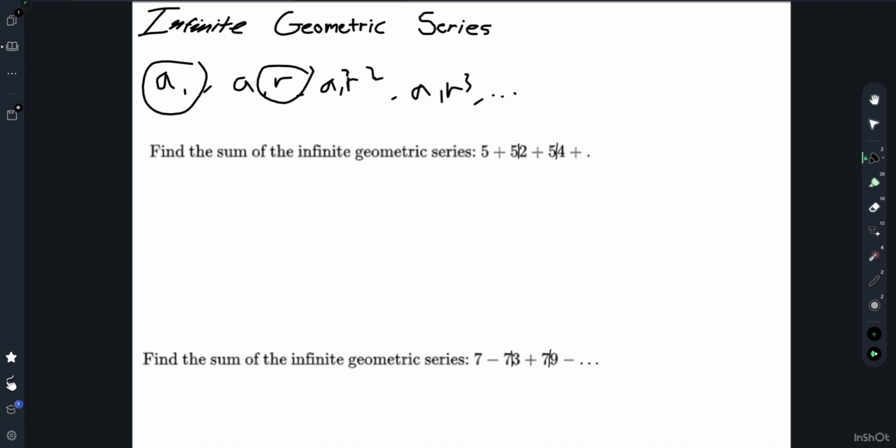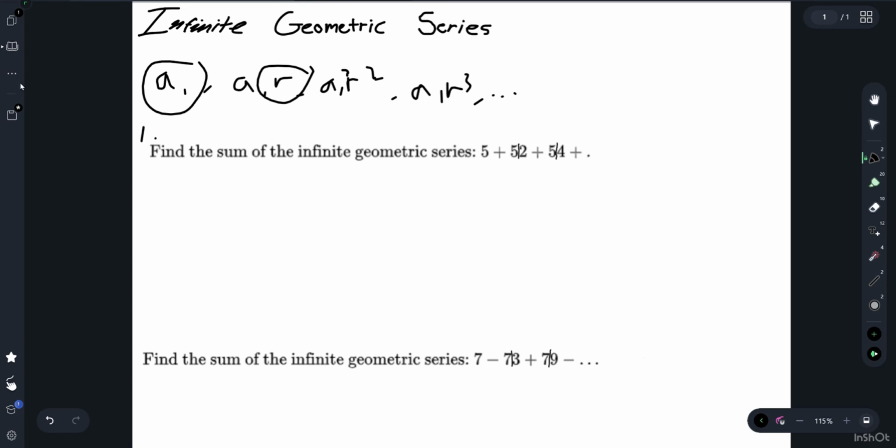But there's also different types, such as an arithmetic series, and just a regular geometric series. They're all different types, but in this video we're just going over infinite geometric series. So first let's try this first example here.